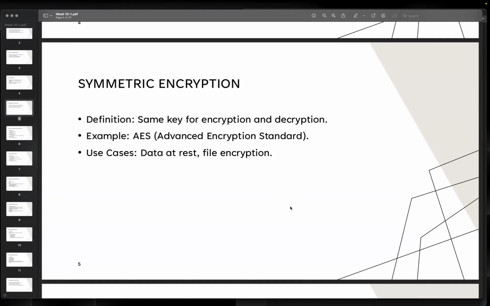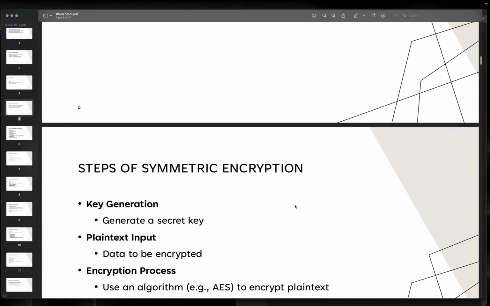Because for the key itself, it doesn't matter. So we may use symmetric encryption, maybe AES, to send the key to the sender. I'm the receiver, and I need to send the key to the sender, so they can use my key to encrypt it. So when I receive it, I can decrypt it. So here's the logic behind it.